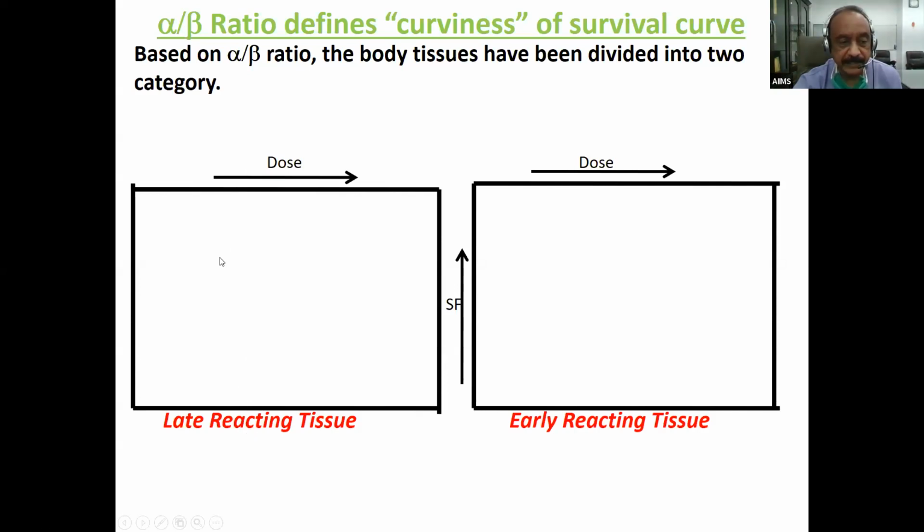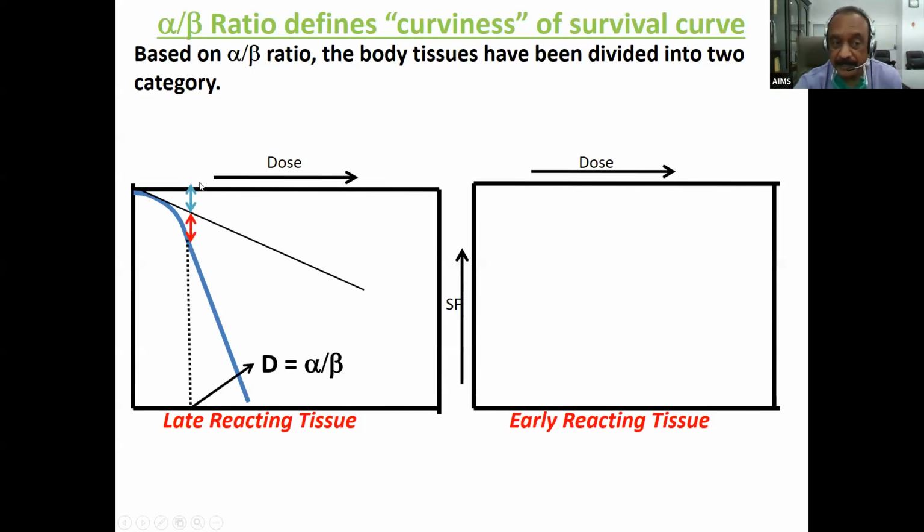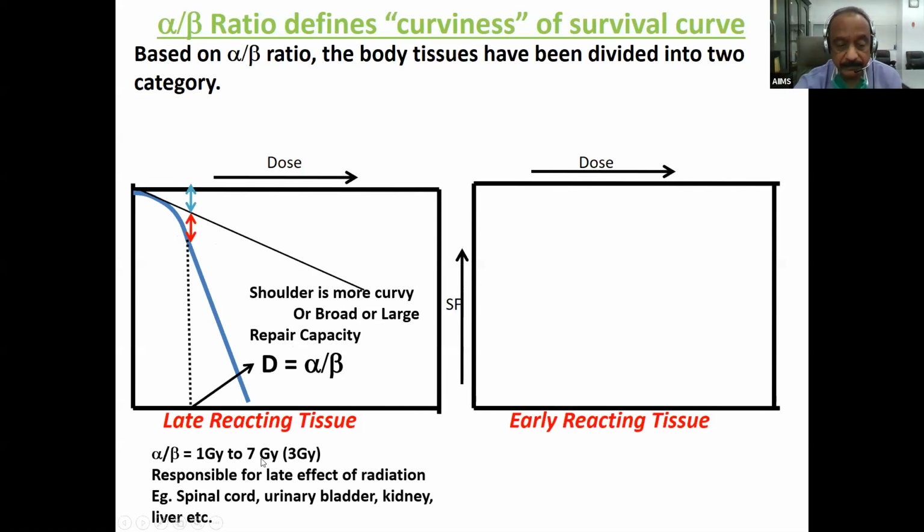The shape will be something like this. And if you draw a tangent through the initial curvy portion and try to find out the dose at which two processes of cell kill become equal, you will appreciate that this dose is achieved at a very low dose level. So we can say here that the shoulder is more curvy or broad or large, or they have large repair capacity. So the alpha beta ratio has been estimated for most of the late reacting tissue, though it varies slightly between the tissue, but it ranges from 1 gray to 7 gray, and we take an average of 3 gray.